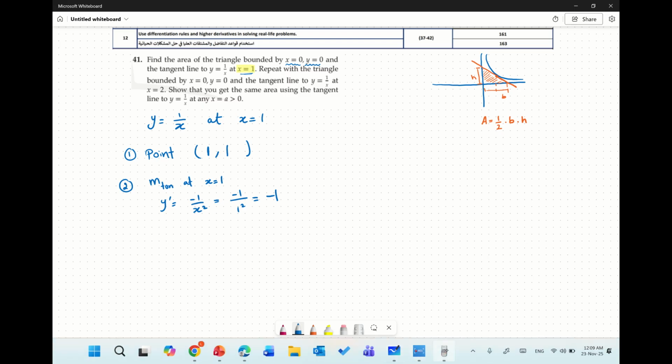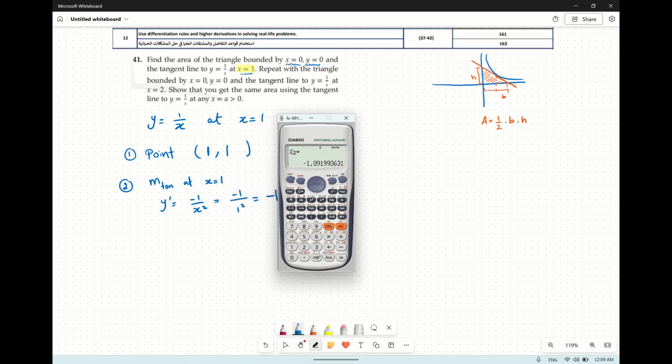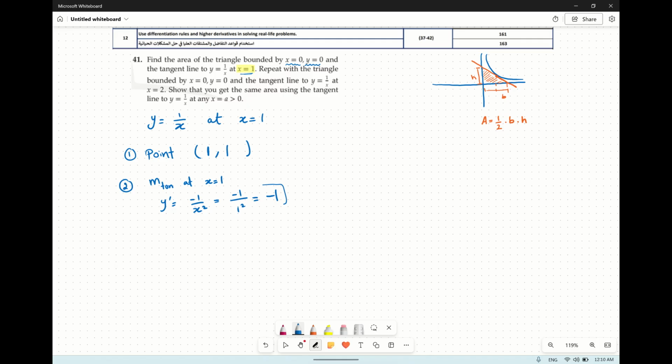Or another way that I could have done this is with my calculator directly. You see this, where is it? Here, d by dx, this one. So I put shift d by dx. I put my equation, which is 1 over x, and I want to find the derivative at 1. So I want m tan at 1, and I click equal. What do I get? Minus 1. So this is m of the tangent.